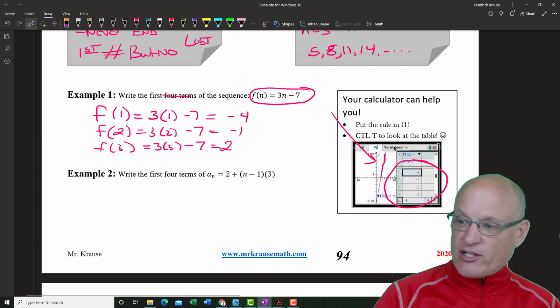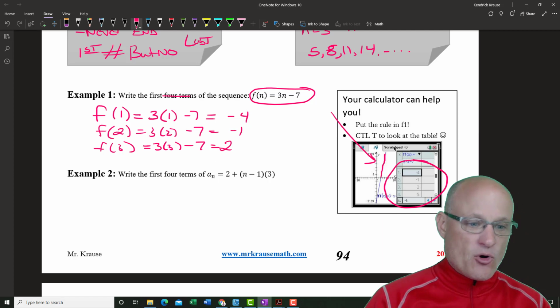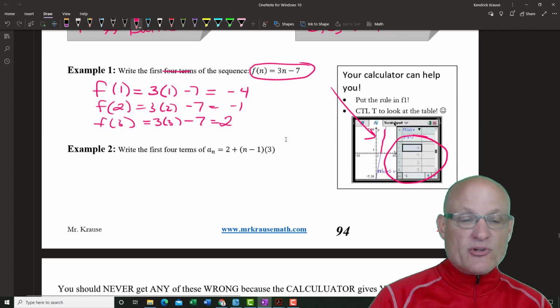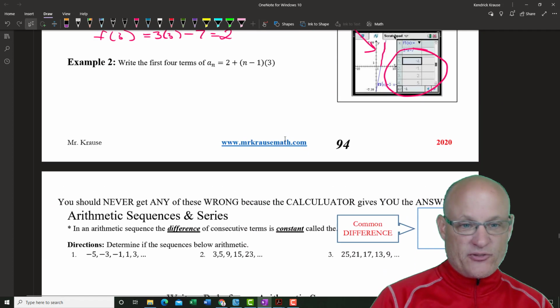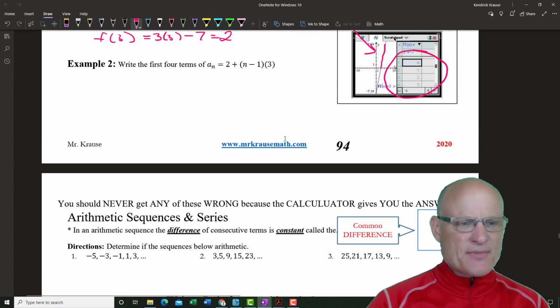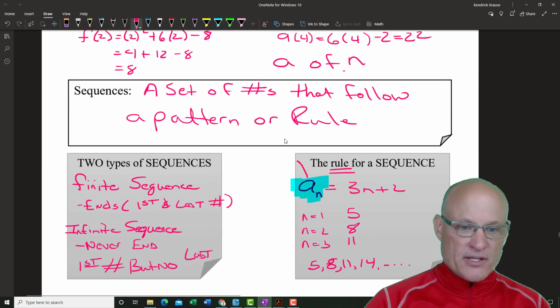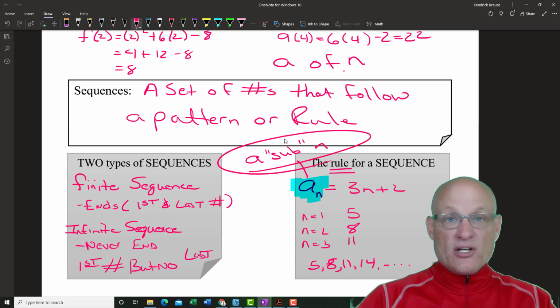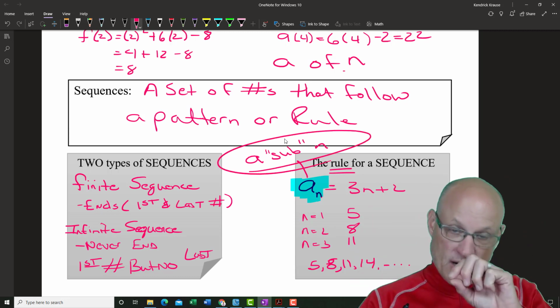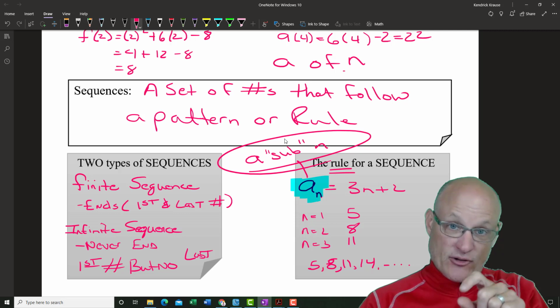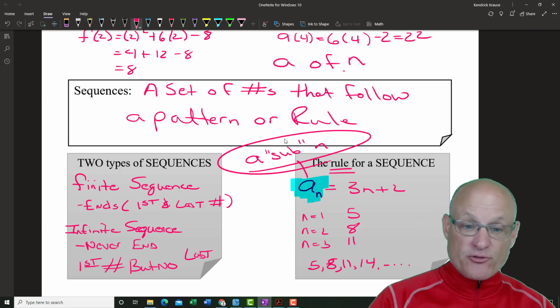So that would be the sequence. Now, how's it going to look for an arithmetic sequence? That was for a function, but for an arithmetic sequence, it kind of looks the same. So you do a sub 1. Now that's read, and I should have said that before, and I apologize, a sub n. In other words, a subscript, right? Anytime there's a number on the top, it's called a superscript. Anytime there's a number on the bottom, it's called a subscript. So this is read a sub n.